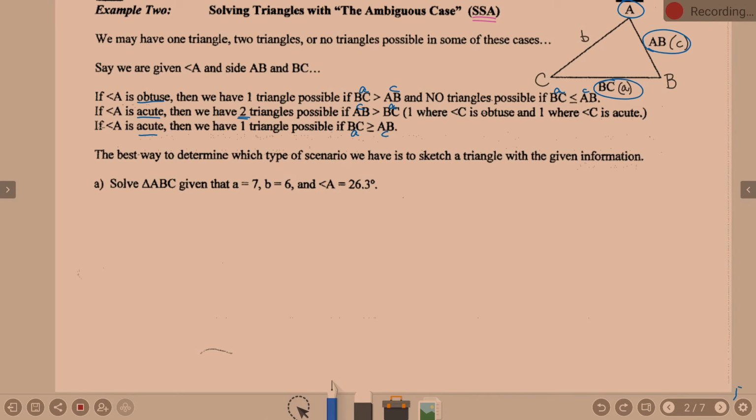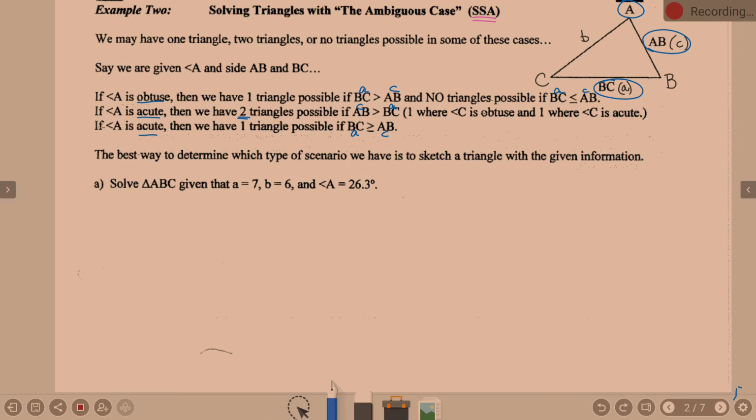So we'll look at this information and we'll put it into the different pieces. Here's what you have to watch out for: they're not always going to be labeled A, B, and C, so we have to look into a little bit more as to the relationships. The best way to determine which type of scenario we have is to sketch a triangle with the given information. So here we're going to solve triangle ABC, given that side A is 7, side B is 6, and angle A is 26.3 degrees.